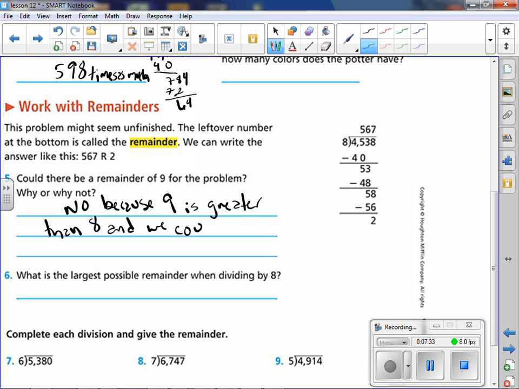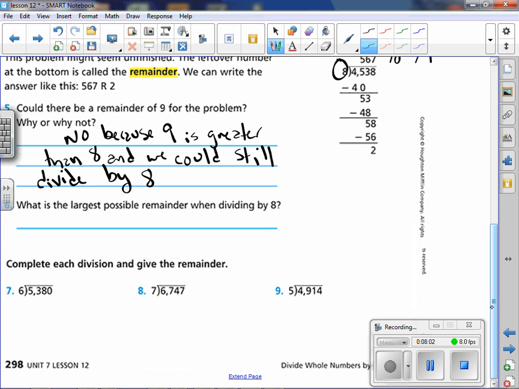You could still divide by 8. Okay. Another way to write it instead of remainder, which I actually prefer, is putting it into a fraction form. The whole is whatever your divisor was, and then you write the remainder over your whole. Okay, so we would get 2/8, and then we can simplify that down to 1/4.